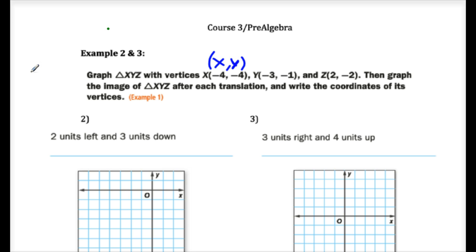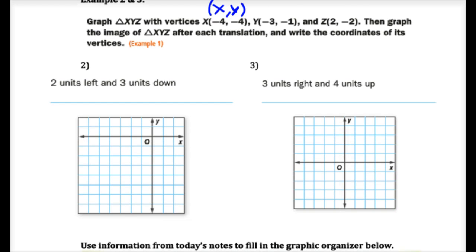The graphs are done for you on the worksheet. All right, so you're going to graph triangle XYZ, and then you're going to graph the image after each translation. We've got 2 of them here. And then write the coordinates of your new vertices. So X, negative 4, negative 4. So I'm going to go negative 4 and down 4. And that's going to be point X.